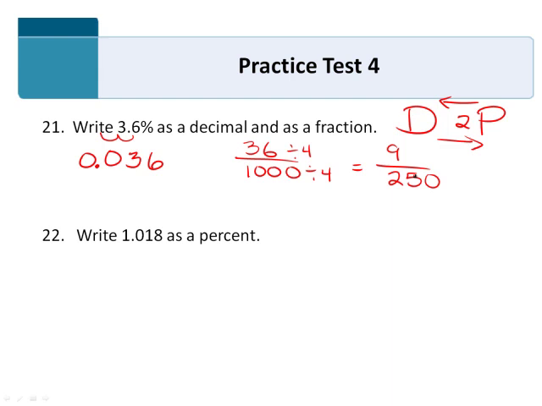Now, number 22, write 1.018 as a percent. We're starting with a decimal. Look back over here at your shortcut notation. You start at the D. To get to the P, I have to go 2 places to the right. So I'm going to move that decimal point 2 places, and it's going to go between the 1 and the 8, the second one. So it's going to be 101.8. And then make sure you write your percent sign.